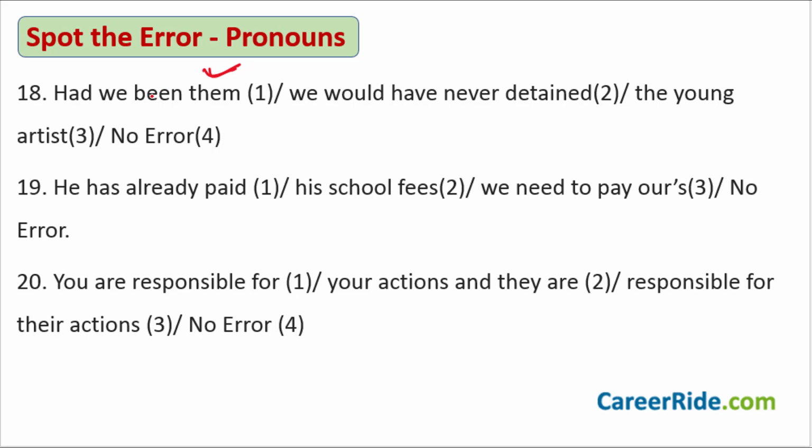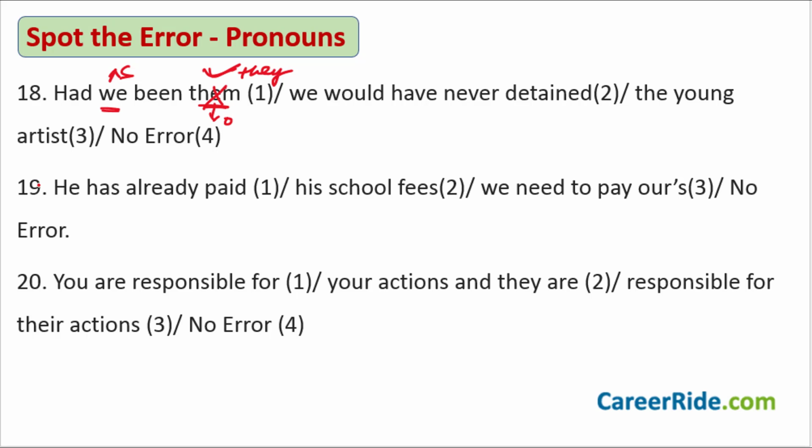What is the mistake? In this case, we are trying to compare we and them. We is what? We is a subject. Them is what? Them is an objective case. We cannot compare a subject with an object, right? So rather than them, it should be they. Had we been they, we would have never detained the young artist, is what you would say.